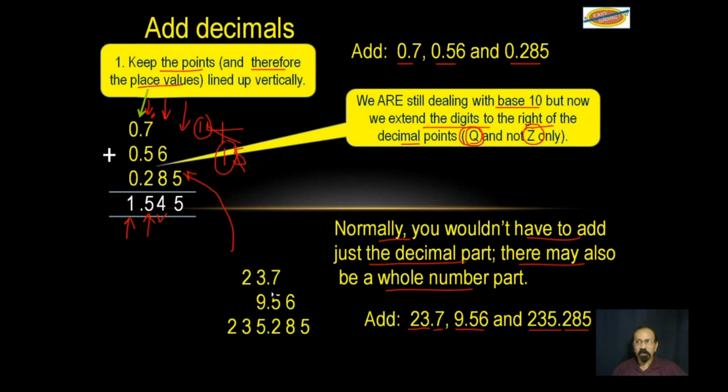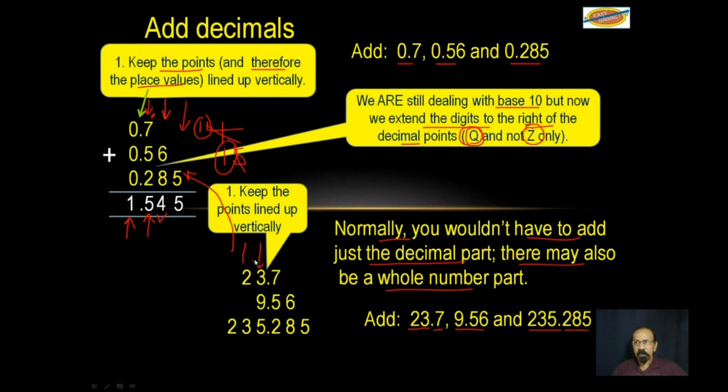You set down the numbers such that the decimal points are all lined up, and therefore all the digits that are in the ones position will be in that column there. All the digits that are in the tens position will be in that column there. All the digits that are in the hundreds position will be in that column there. All the digits that are in the 1/10th position will be in this column here, and in the 100th position, and in the 1,000th position. So if you line up the points and you make sure the numbers are one under the other, all other numbers will be lined up.